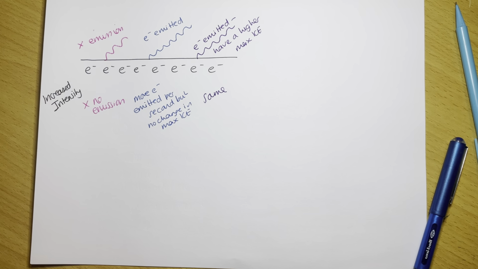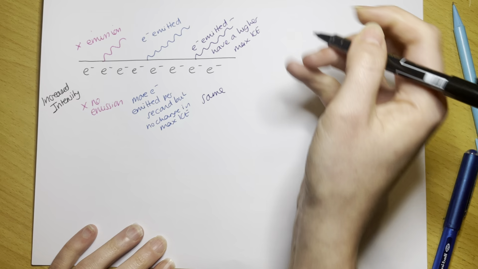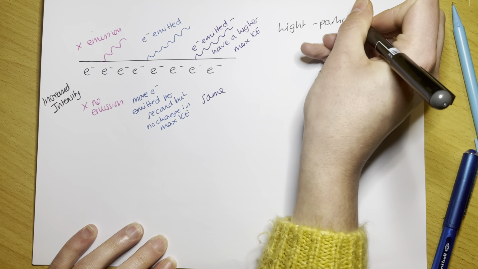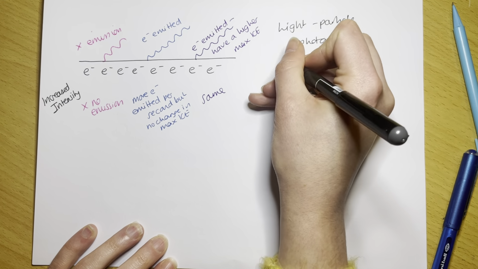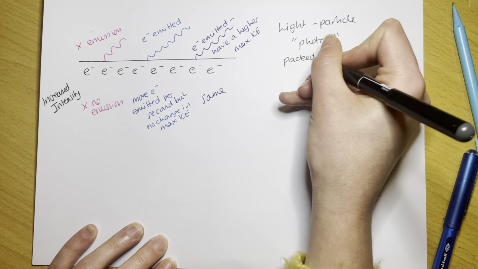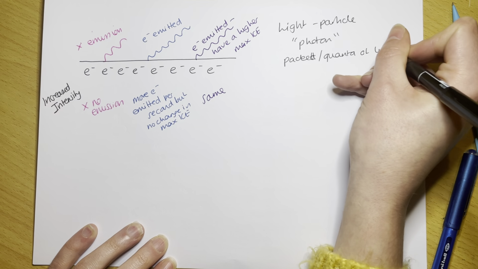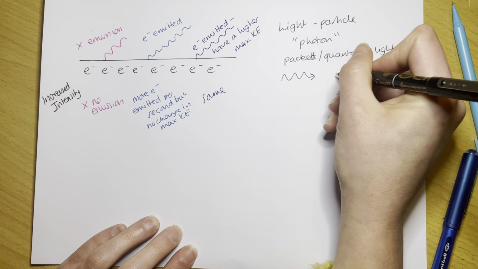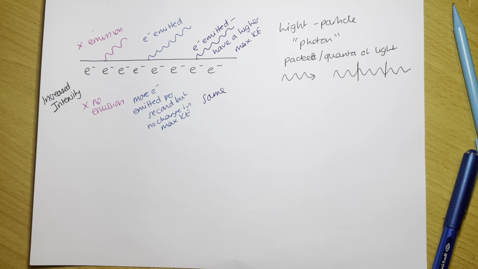Now, the only way we can explain this is if we think of light as a particle. And we have this idea that light acts as a particle, and that particle is known as a photon. A photon is a packet or a quanta, which means a little bit, of light. And we often draw them like this. Imagine you've got a wave and you split them up into little bits. The little bits are the photons, the quanta of light.